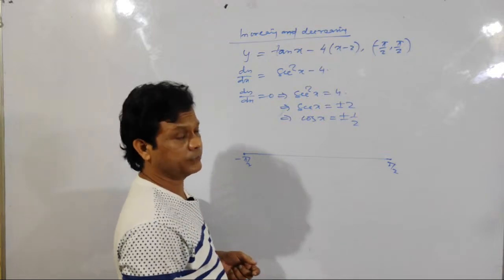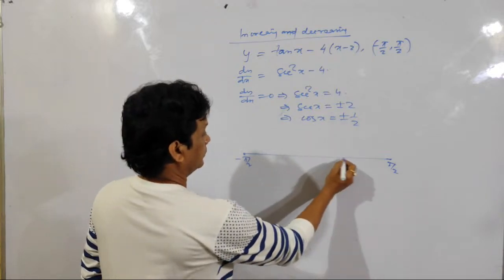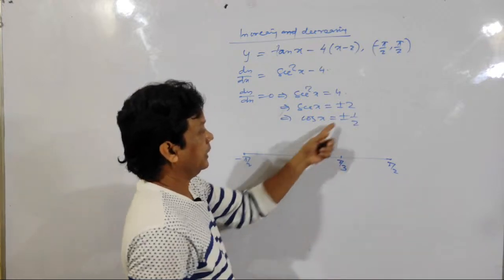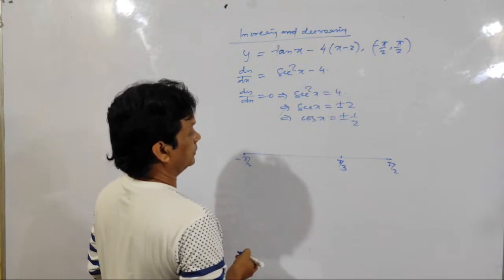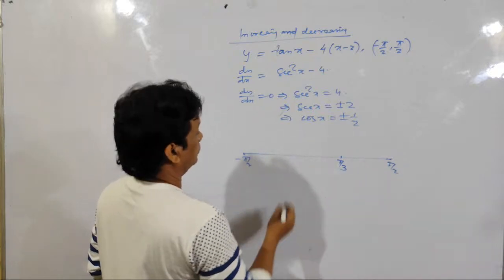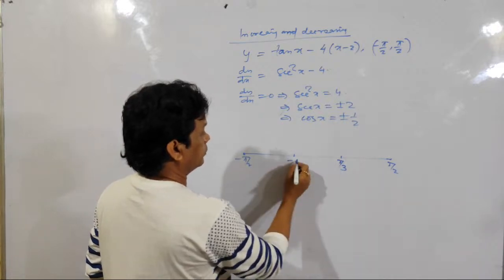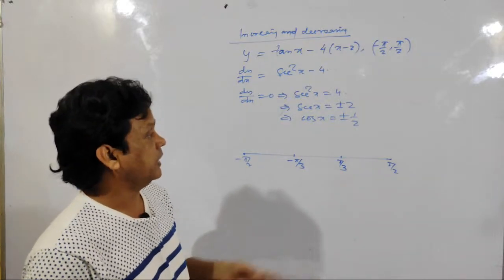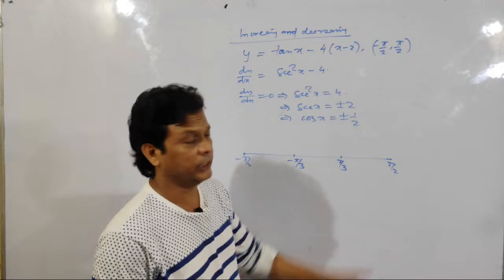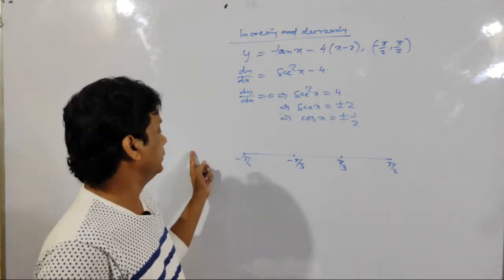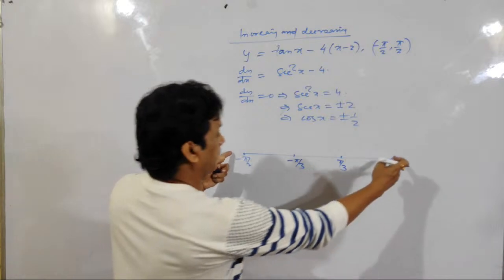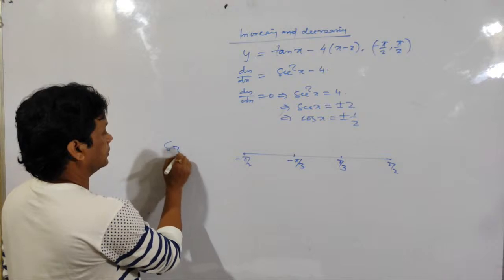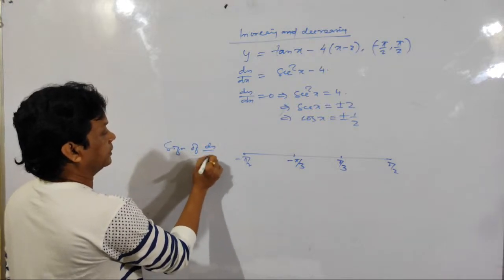Cos x equal to half means, first of all tell me, 60 degree, pi by 3, and cos x equal to minus half, it will be 120. Cos x equal to half is plus pi by 3 and also minus pi by 3, and minus half means 120, which is more than pi by 2, and it will be less than minus pi by 2. So in between pi by 2 and minus pi by 2, only minus pi by 3 and plus pi by 3 are there. So this is the sign of dy by dx.